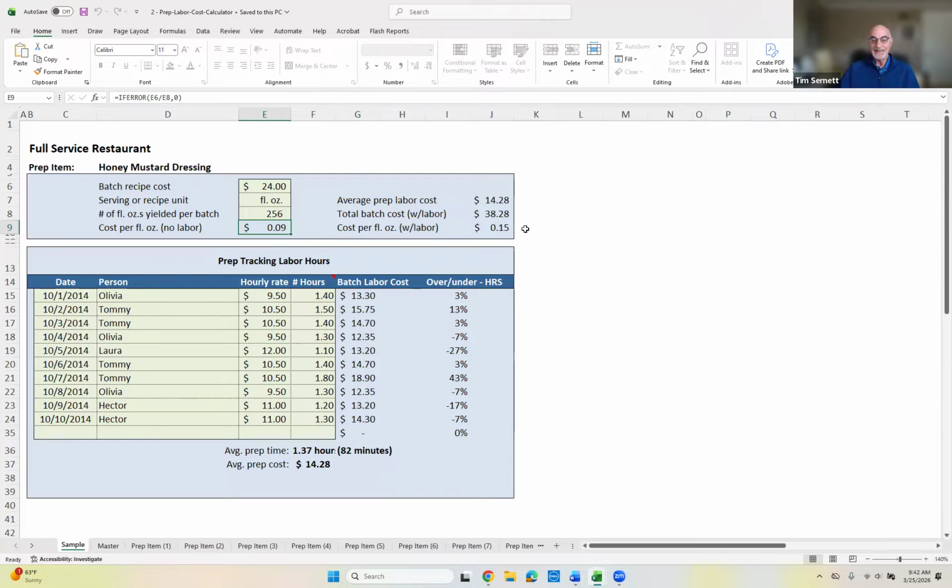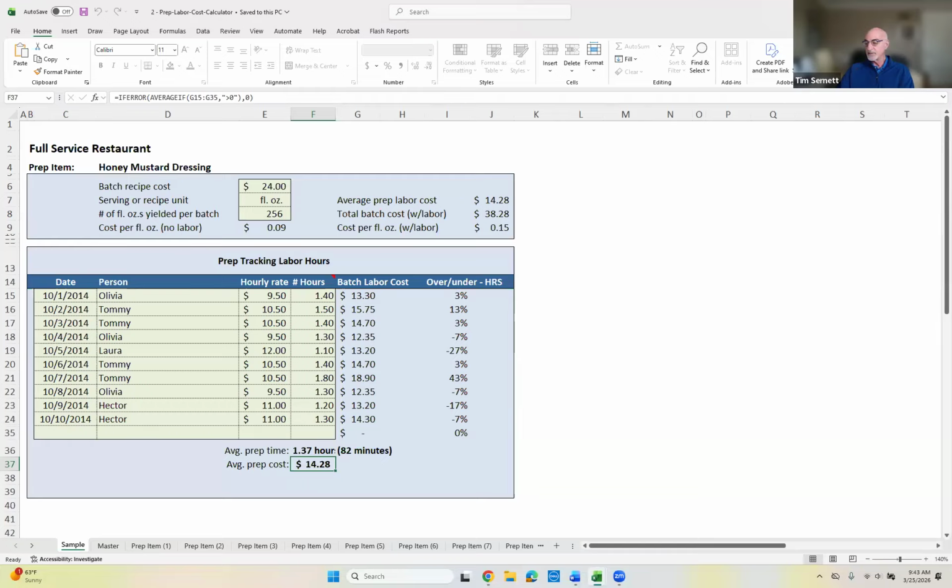However, when you add in the labor, if we use 14.28, and how did we get to 14.28? Well, there's typically 2, 3, maybe 4 people that prepare this particular batch on an ongoing basis. And you can see the dates here. This is an old example. And it measures everybody's hourly rate and how long did it take them to make that batch. So whatever their hourly rate is, by how long it took them, that's the batch labor cost. We measured that over the course of 2 weeks. And we ended up with an average of 14.28.